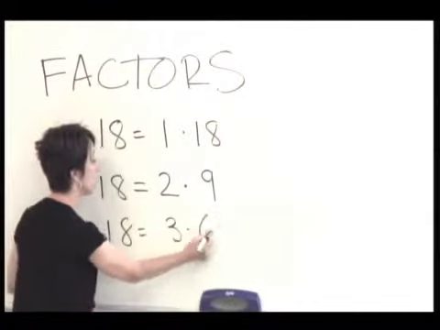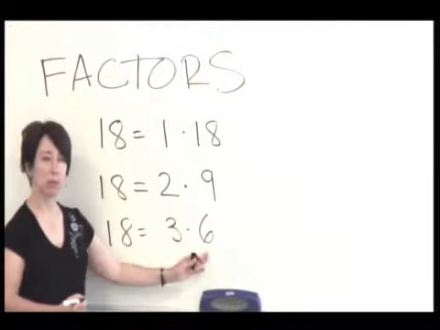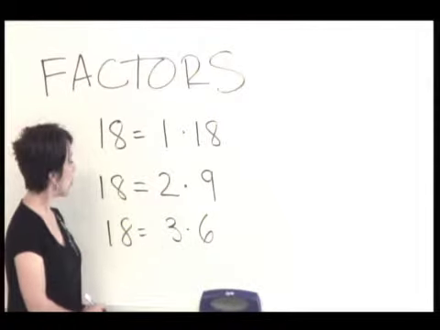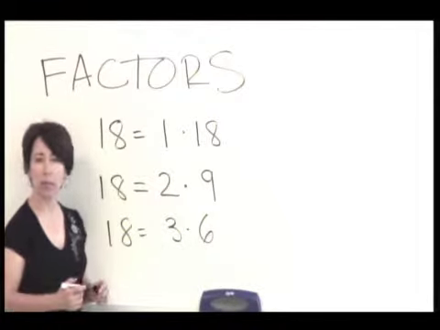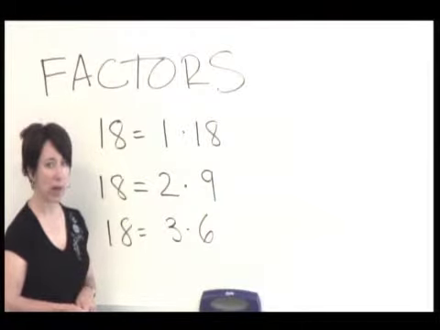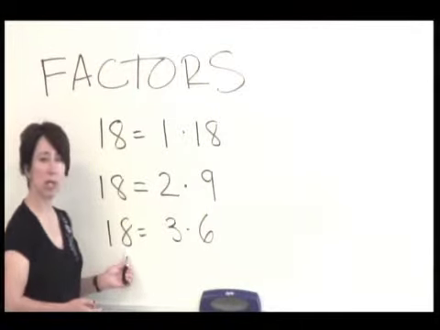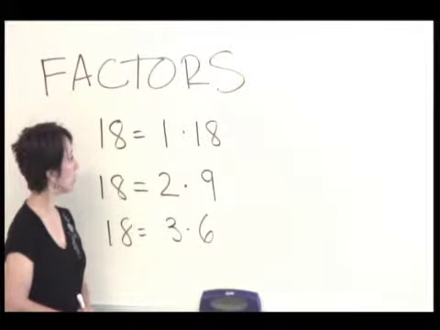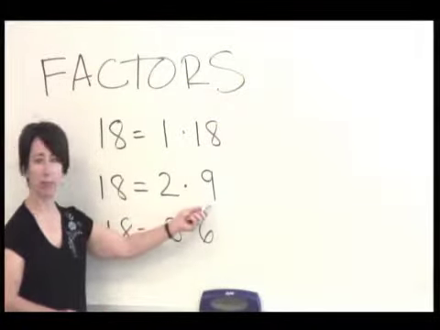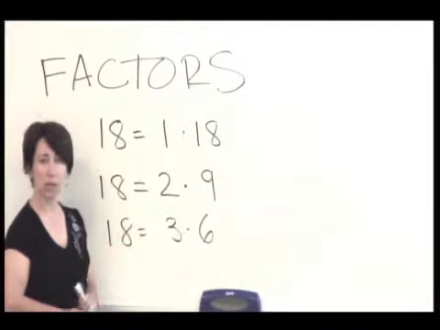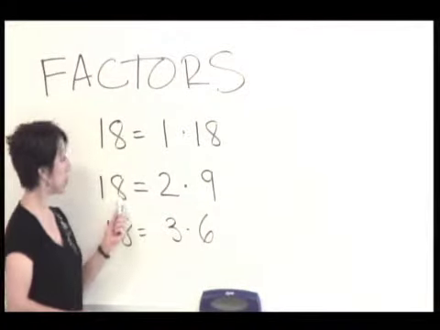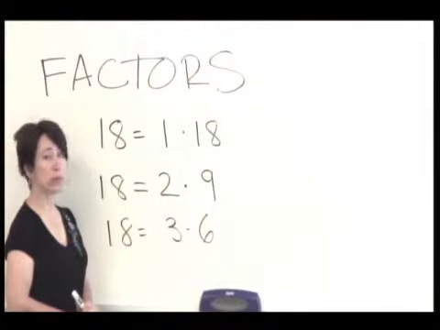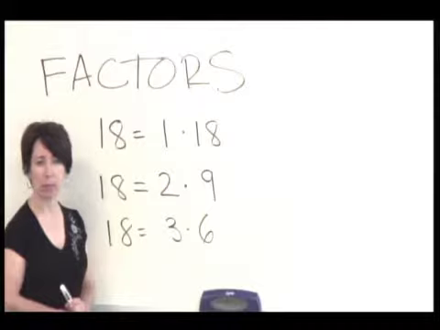3 goes into 18 6 times. So 3 and 6 are factors. 4 does not go in evenly into 18, and neither does 5. 5 only goes into numbers that end in 0 or 5. 7 doesn't, 8 doesn't. We've already considered 9. 10 doesn't. 10 only goes into numbers evenly that end in 0. 11, 12 don't, and then we're back to 18.